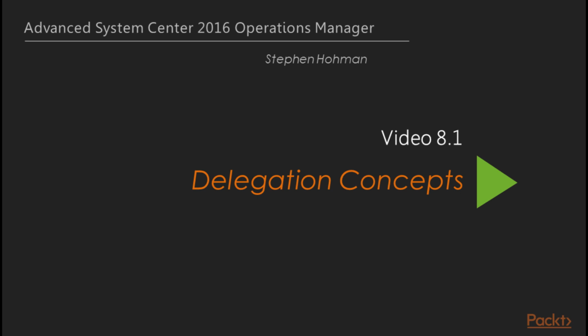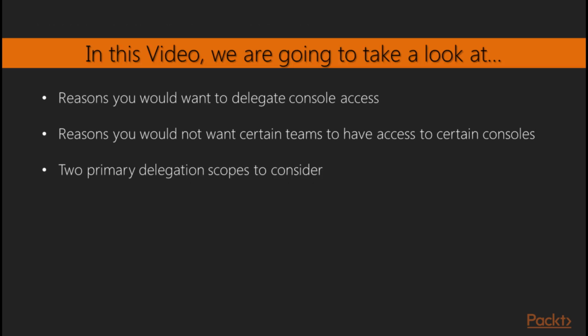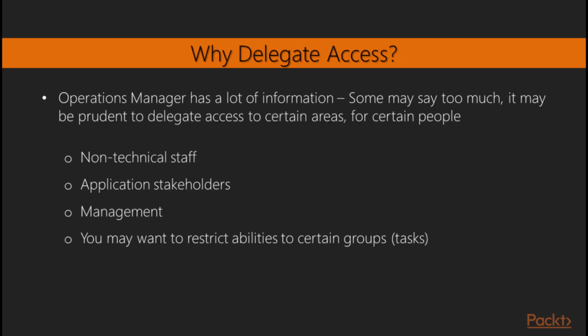I always like to build a foundation on why you're doing something, and delegation is no different than most other things in Operations Manager. So in this video, we're going to take a look at reasons why you would want to delegate console access. Hopefully you have a reason for wanting to do this. However, there should be reasons why you would not want certain teams to have access to certain consoles as well. And then two primary delegation scopes to consider. There's a variety out there, but really, I think 80 to 90% of our delegation is going to fall under these two scopes, so we'll focus on those.